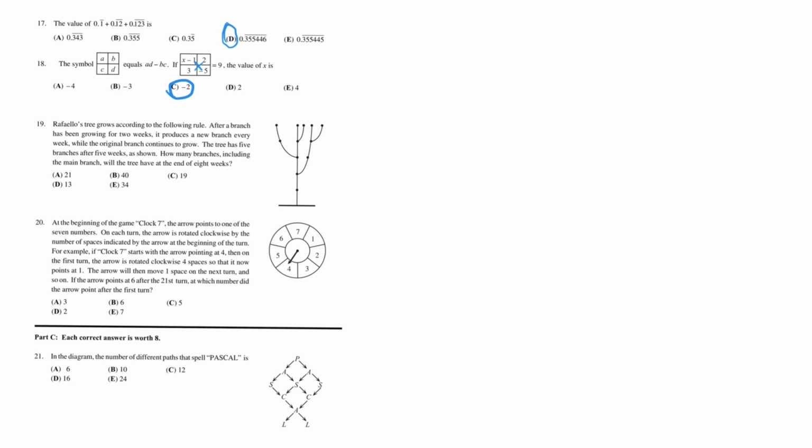Number 19, Raffaello's tree grows according to the following rule. After a branch has been growing for 2 weeks, it produces a new branch every week, while the original branch continues to grow. The tree has 5 branches after 5 weeks as shown. How many branches, including the main branch, will the tree have at the end of 8 weeks?